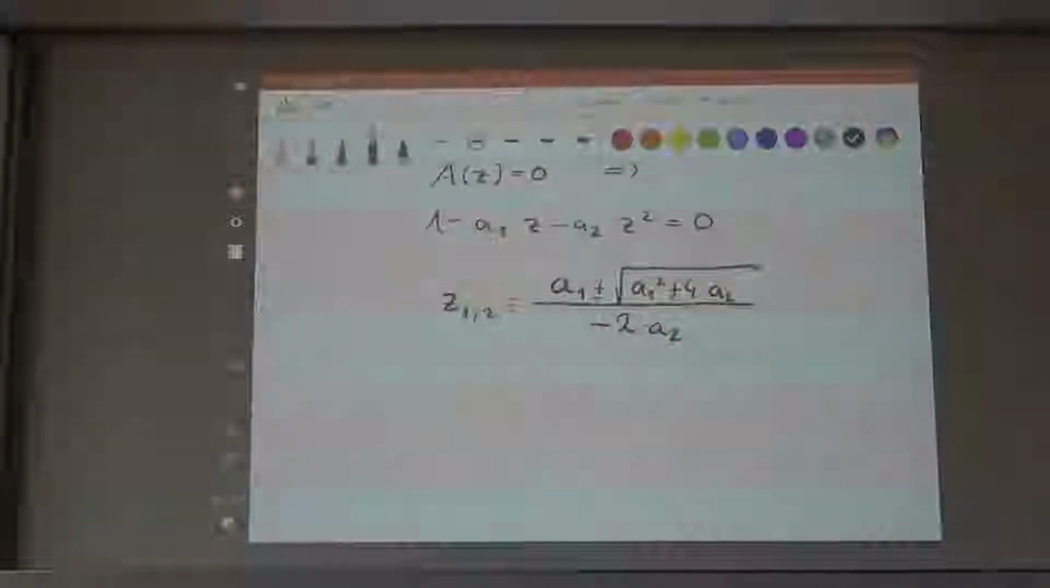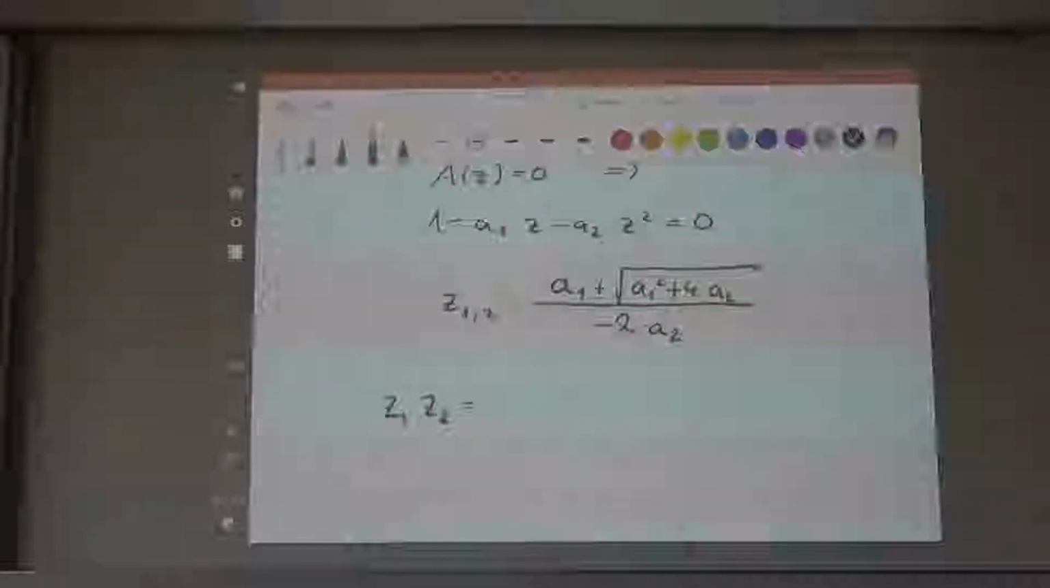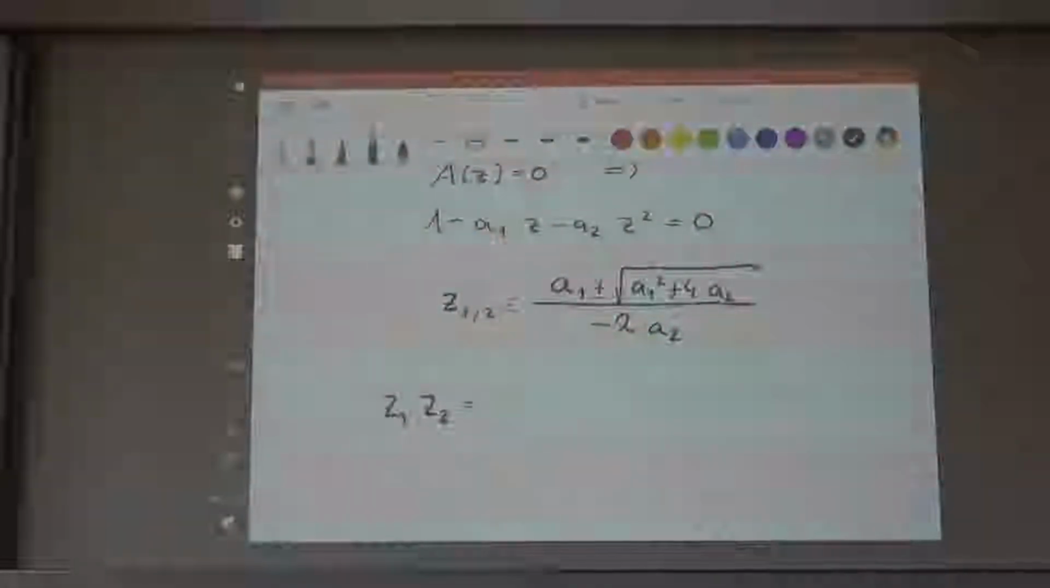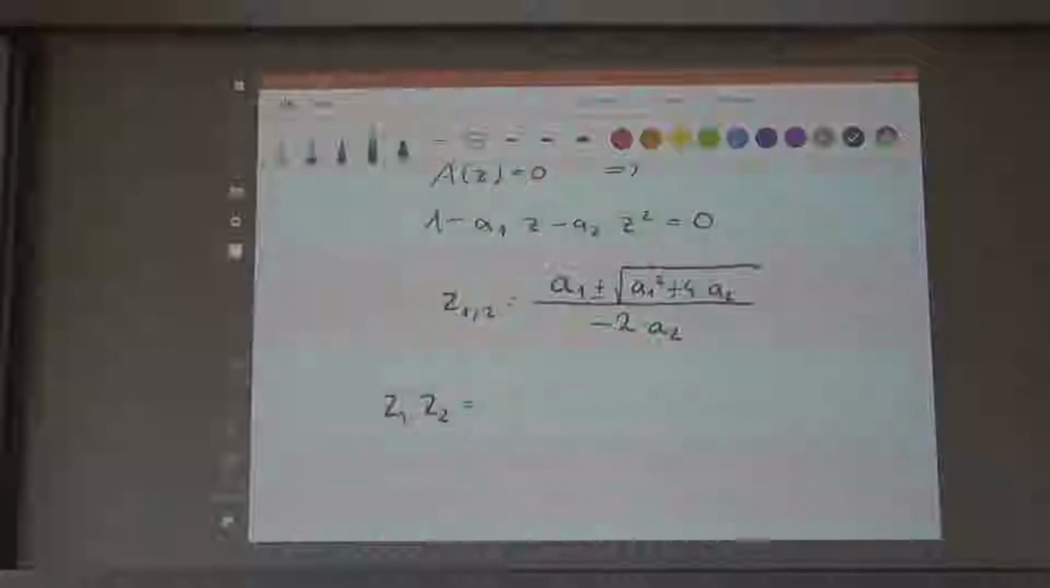Then what I'm going to do here is calculate the product of the two. So you have Z1 times Z2, multiplying the two roots here. I have two roots, Z1 and Z2: Z1 by taking plus the square root, and Z2 by taking minus the square root. And if I multiply the two, what do I get?